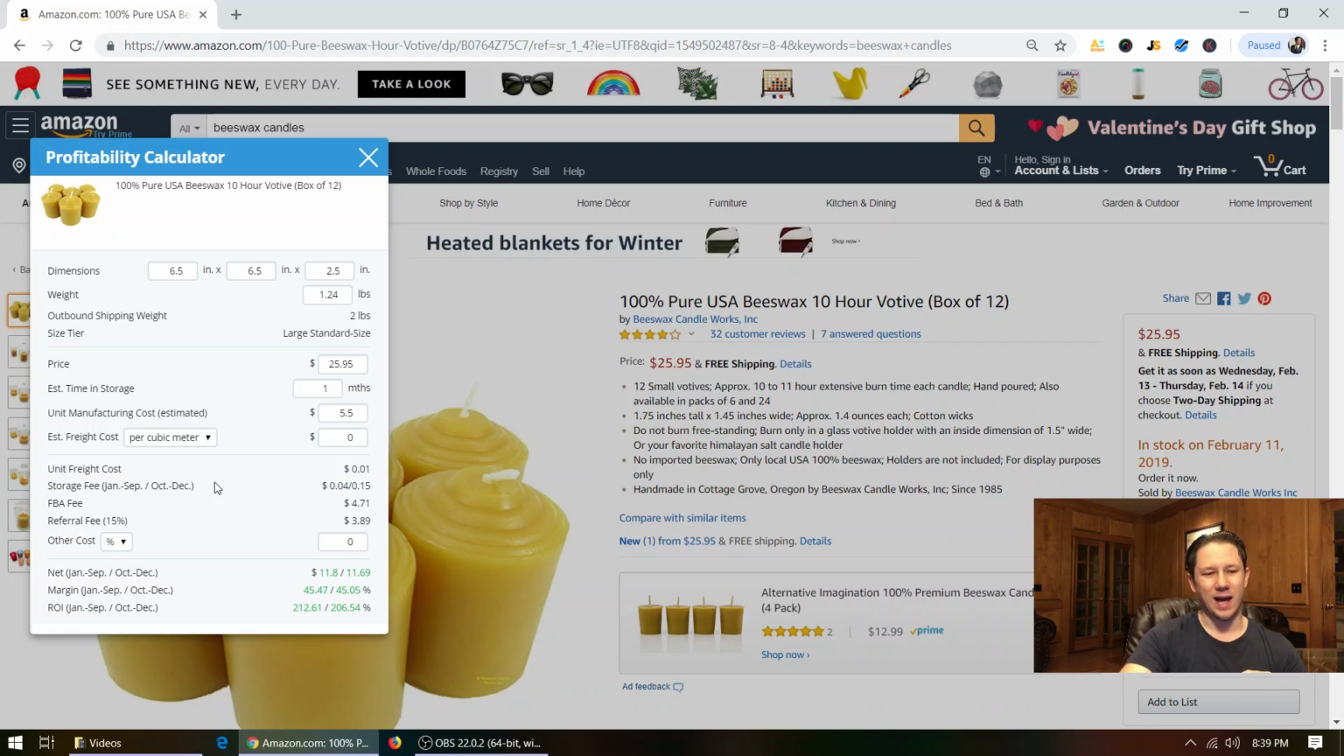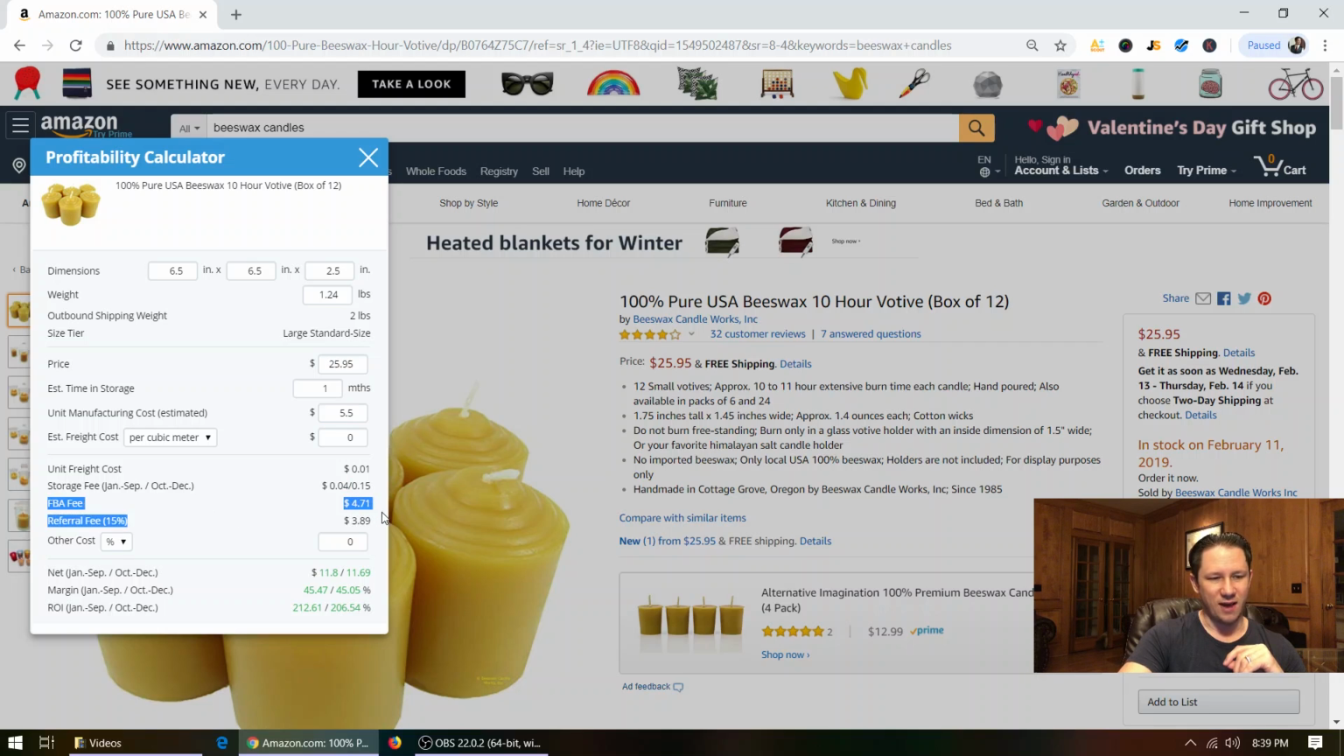It's normally not a lot. As you can see, it's 4 cents per unit per month here. So if it took you 3 months to sell all your units, it would cost you about 12 cents total, okay? So under here, we're gonna have two fees.